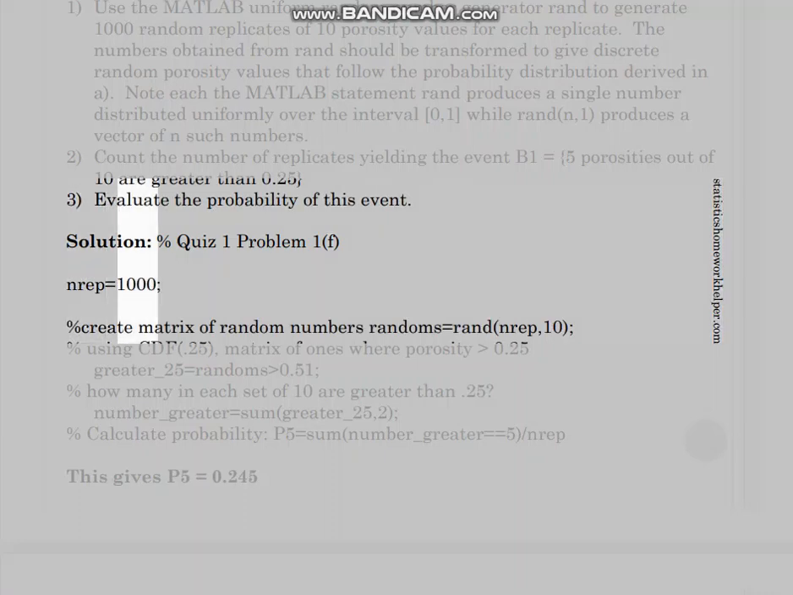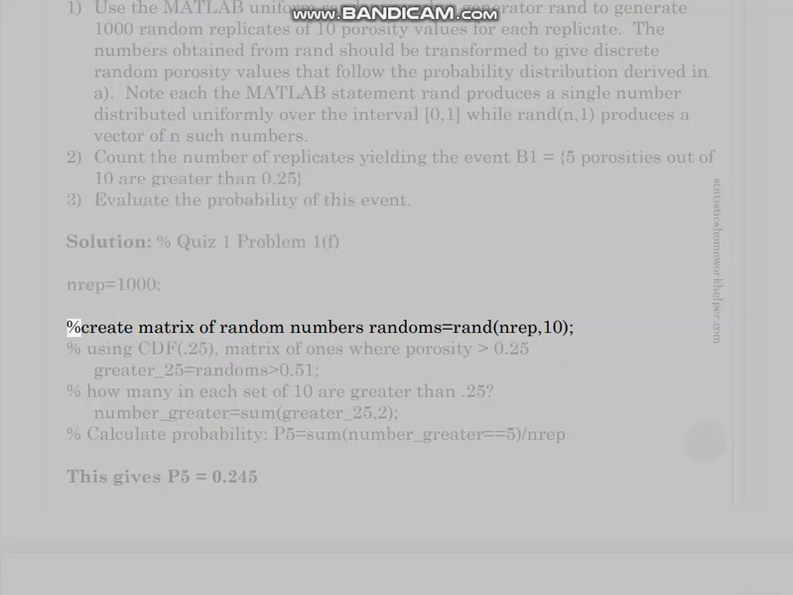nrep equals 1000. Percent create matrix of random numbers: randoms equals rand(nrep, 10). Percent using CDF, 0.25, matrix of ones where porosity greater than 0.25: greater_25 equals randoms greater than 0.51. Percent how many in each set of 10 are greater than 0.25? number_greater equals sum(greater_25's, 2). Percent calculate probability: P5 equals sum(number_greater equals 5) divided by nrep. This gives P5 equals 0.245.